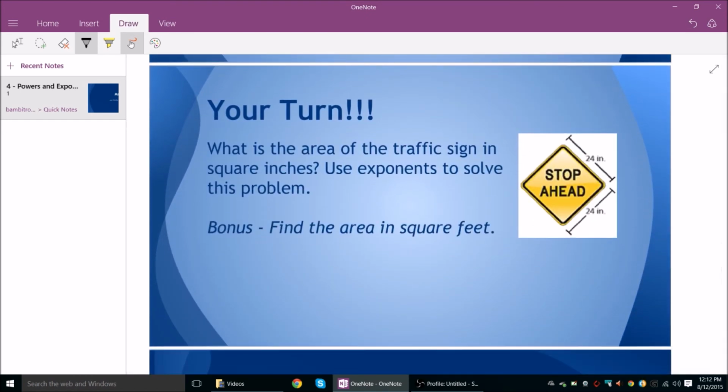The word problem I want to leave you with, similar question. This time we are looking at a traffic sign. I want you to find the area of the traffic sign in square inches. Use the exponents to solve this problem. And as a little bonus challenge, also try to find the area in square feet.